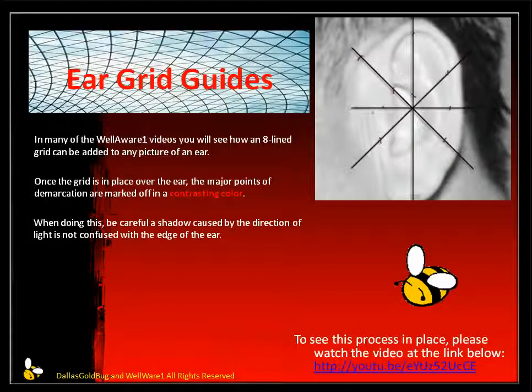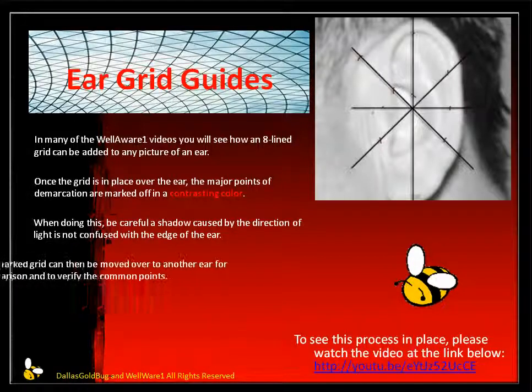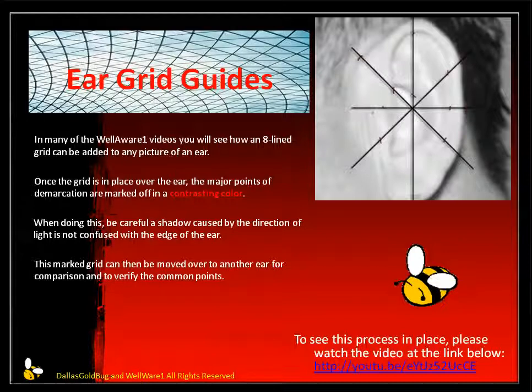When doing this, be careful a shadow caused by the direction of light is not confused with the edge of the ear. This marked grid can then be moved over to another ear for comparison and to verify the common points.